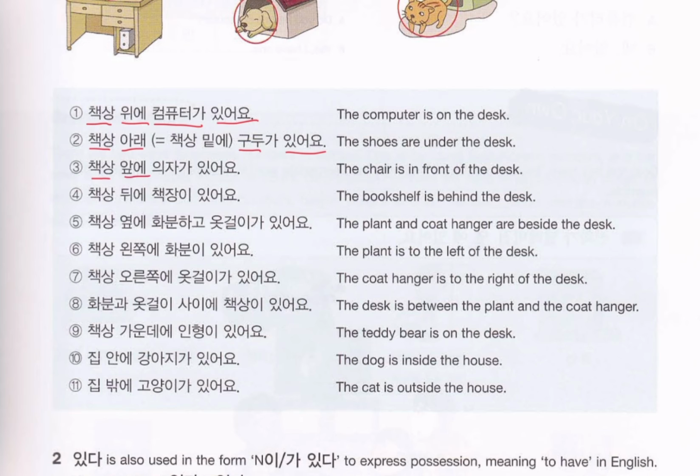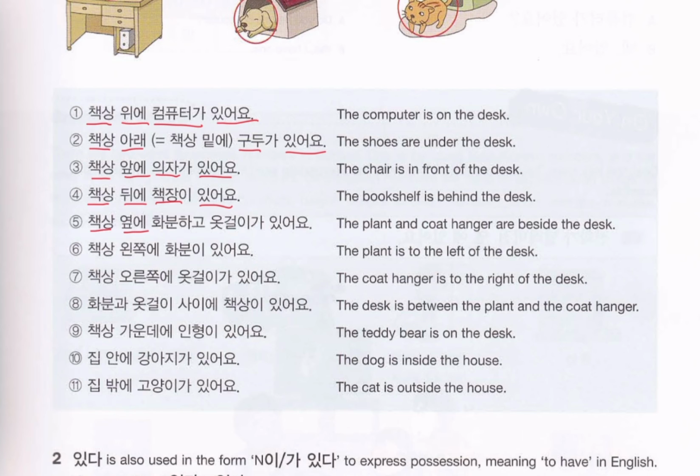책상 앞에 is in front. 의자 is chair. 있어요, have. 책상 앞에 의자가 있어요. The chair is in front of the desk. 책상 뒤에 is behind. 책장 is bookshelf. 있어요, have. 책상 뒤에 책장이 있어요. The bookshelf is behind the desk.